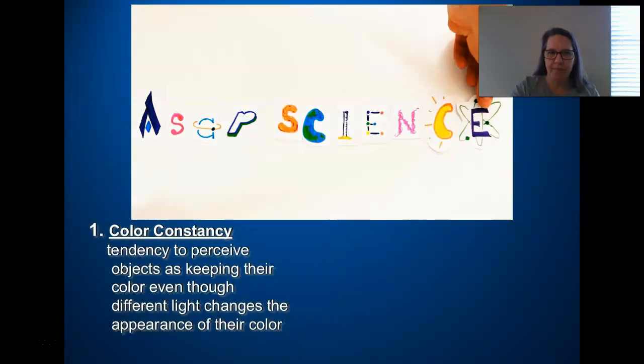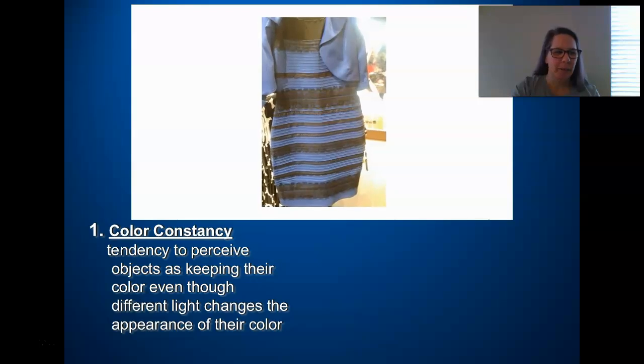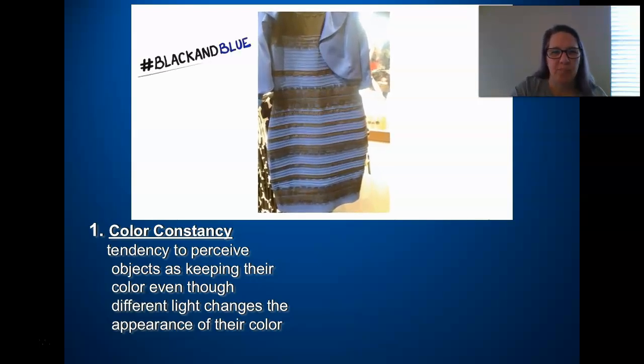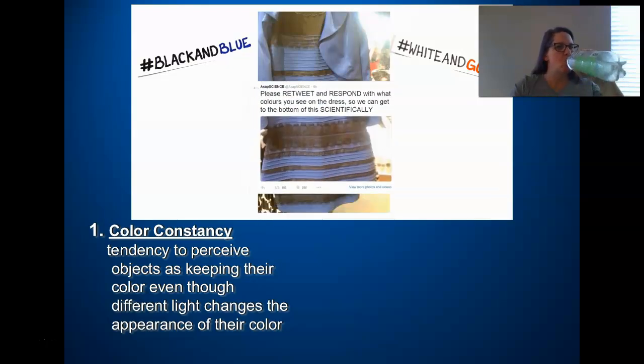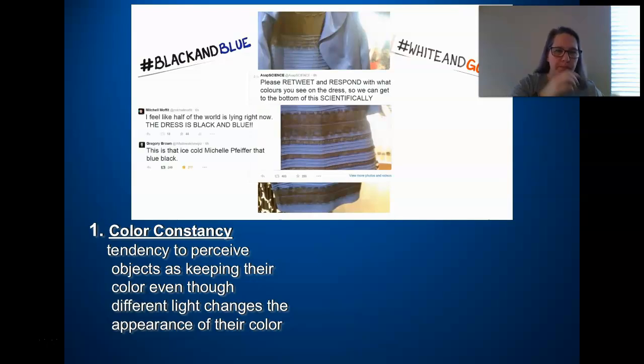Alright, so the world has seemingly become utterly divided on this dress. What colors do you see? On the one hand, we have team black and blue. On the other, team white and gold. We asked on Twitter and got hundreds of responses for both white and gold and black and blue. For what it's worth, we both saw black and blue and thought this was a massive prank at first.